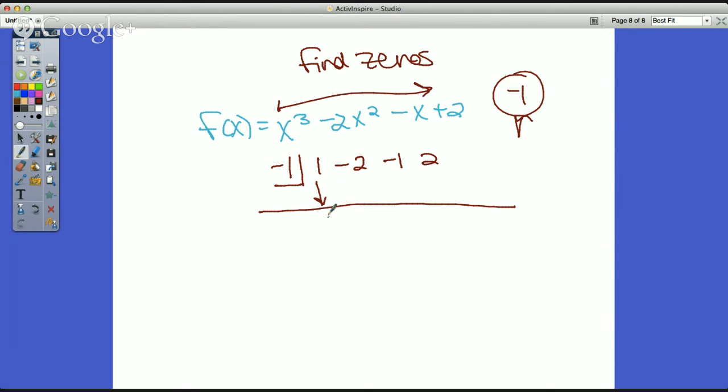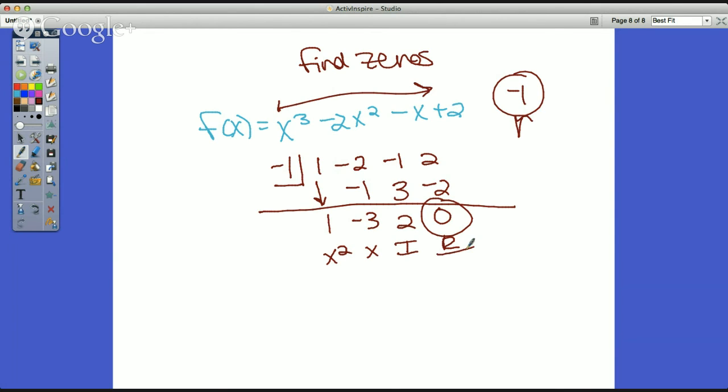So with the first number, I bring it down. I'm going to multiply -1 times 1 to get -1 there. Then I'd have -3 after I combined. Multiply -1 times -3 to get 3 there. Combine. -1 plus 3 is 2. 2 times -1 is -2. And 2 minus 2 would get me 0. Remember, this is my remainder. The next is by itself, the next has an x, and the next has x squared.